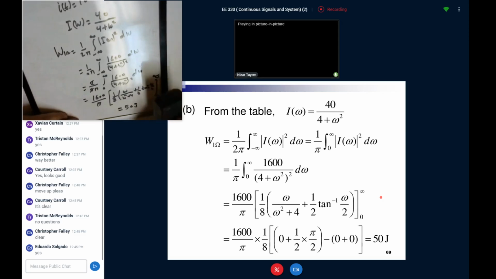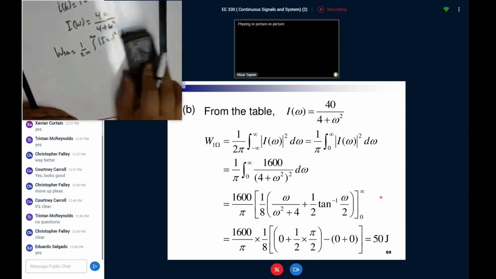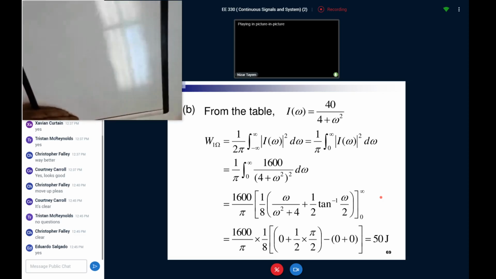Okay? Is it clear? Yeah, that makes sense. Thank you. Okay, so the concept is clear, but maybe the difficulty will be in conducting the integral.